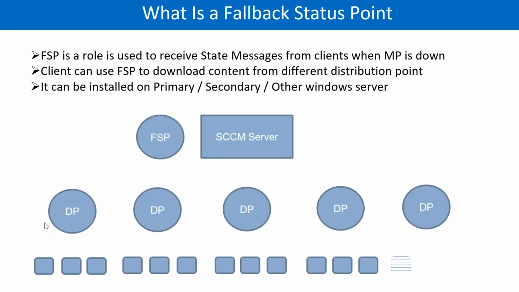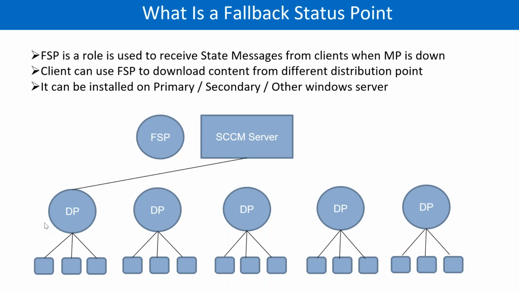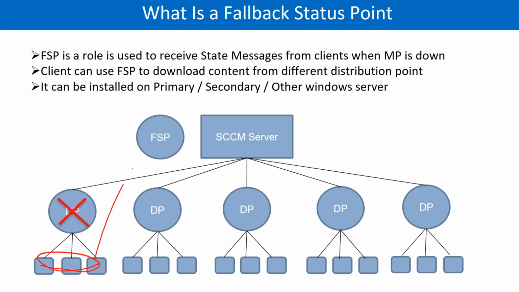Fallback status point we will discuss later on. It is just like, if one thing goes down, then we can use fallback status point to do some alternate task. For example, if the distribution point is down, then the machines in that location can connect to another fallback status point or distribution point to get the content. We'll discuss about this later on.